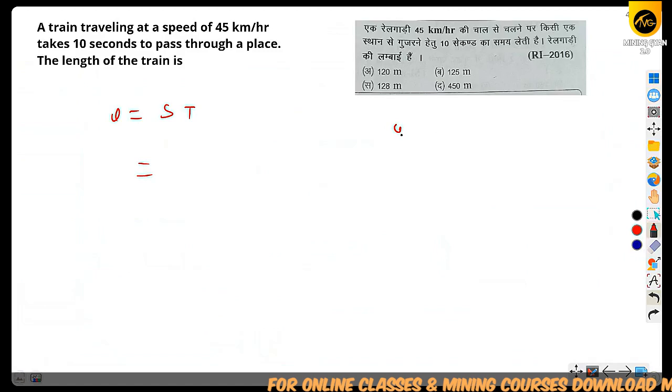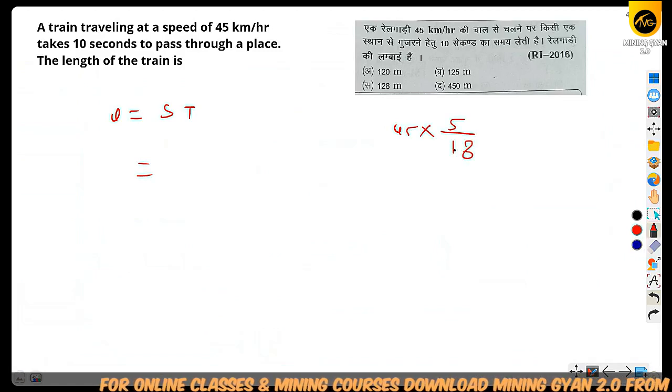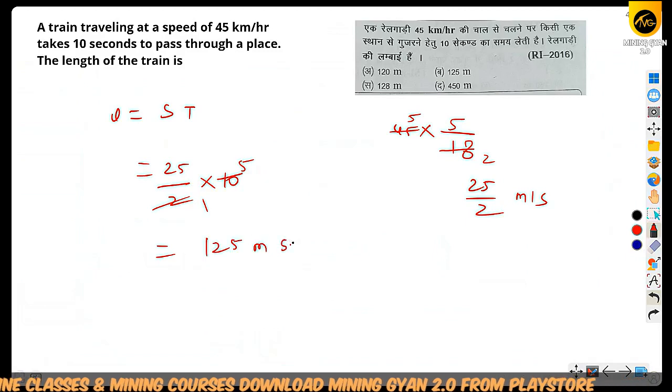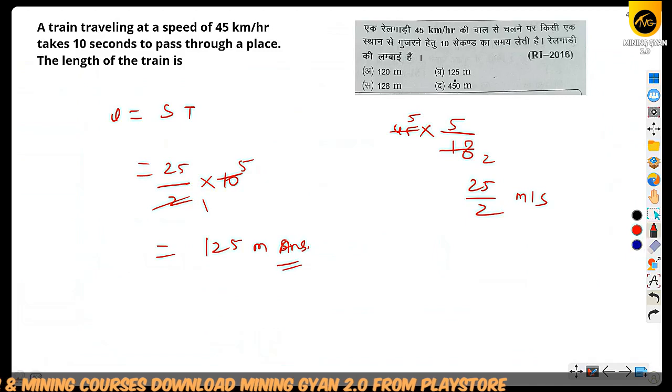So again we have to convert kilometer per hour into meter per second. 45 into 5 divided by 18. 9 twos are 18 and 9 fives are 45, so it will be 25 divided by 2 meter per second. Now put down 25 divided by 2 meter per second into 10 seconds. So 2 fives are 10, and it will be 125 meters. So option B is the correct answer.